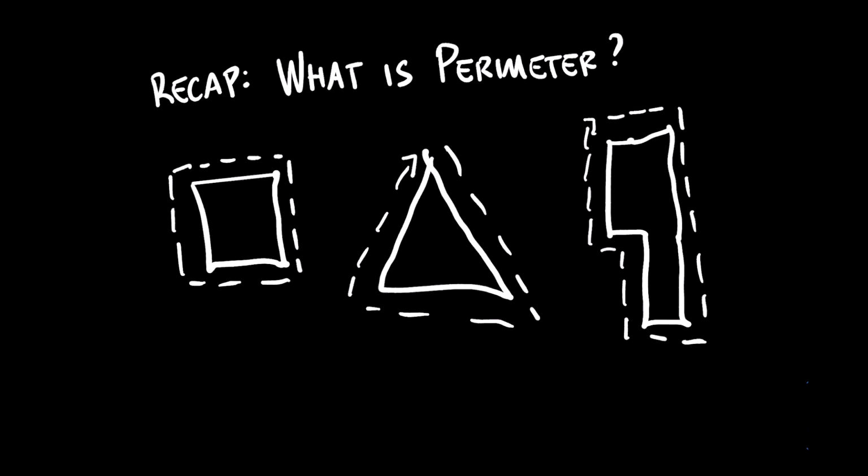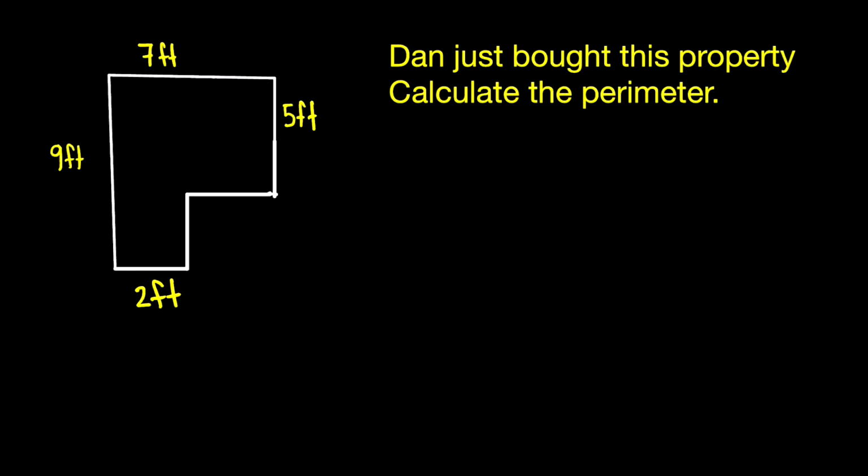Great. So now let's go back to our question, and they're giving us this property. Notice that in the property, there are two sides for which we don't know the length. There's that side, and that side. The first thing that we have to do to answer this question is figure out the length of these sides.